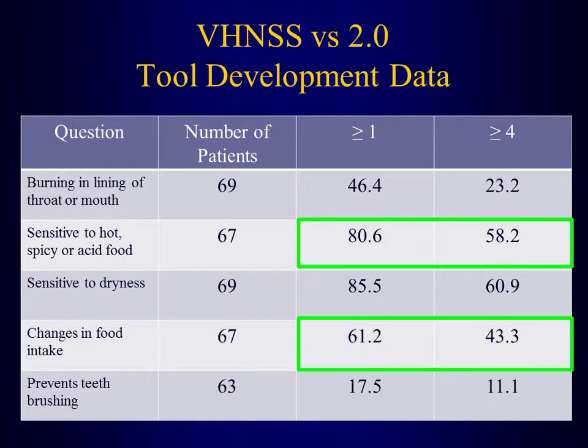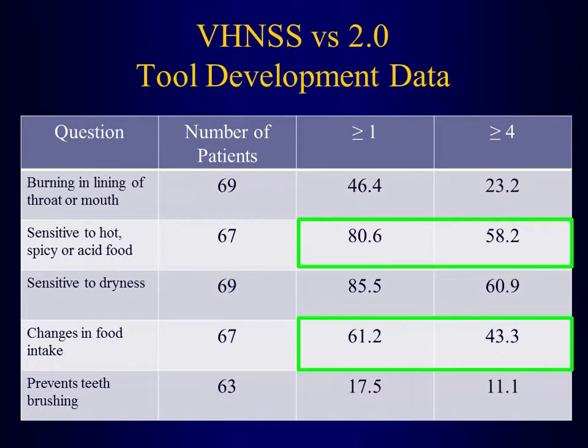These are questions from the Vanderbilt Head and Neck Symptom Survey. This is greater than or equal to 1, which would be all grade toxicity, and greater than or equal to 4, which is moderate to severe toxicity. And these are all long-term patients, patients who have completed therapy at least 6 months prior to filling out the questionnaire. You can see 80% of patients said they had sensitivity to hot, spicy, or acid food. For 56% of the 58%, it was moderate to severe.